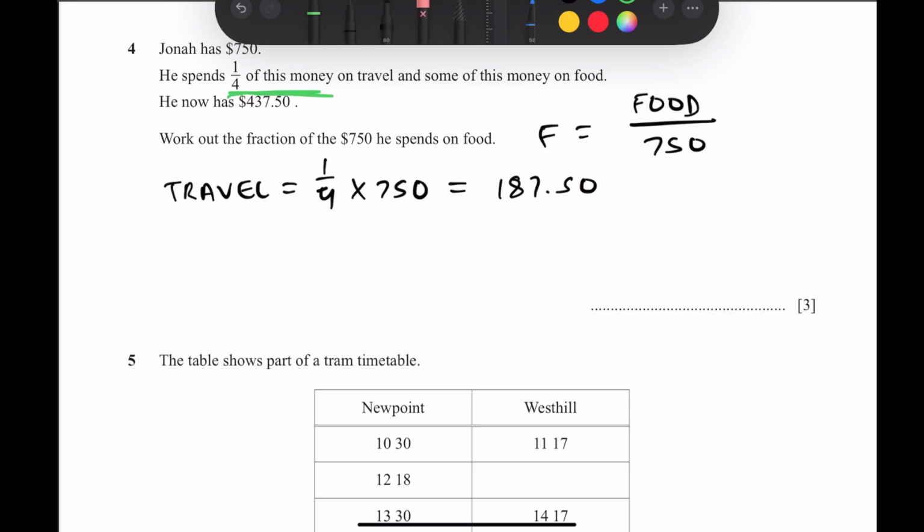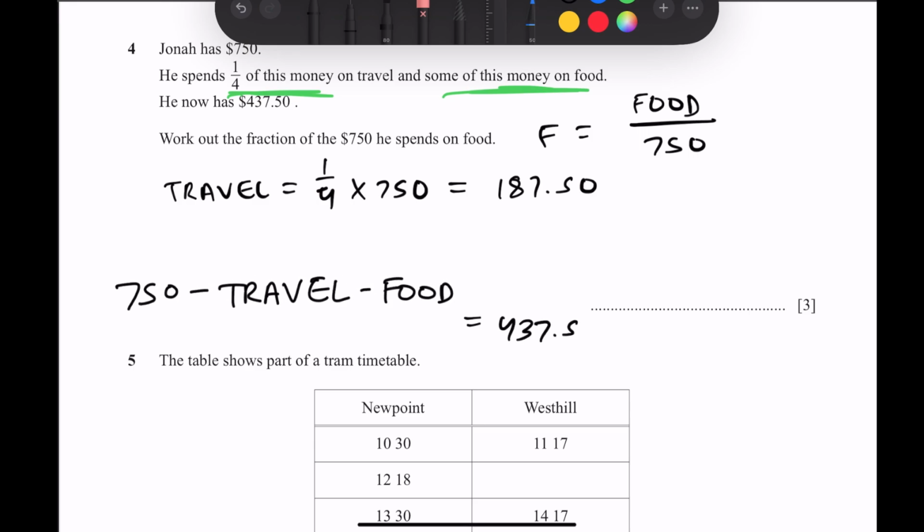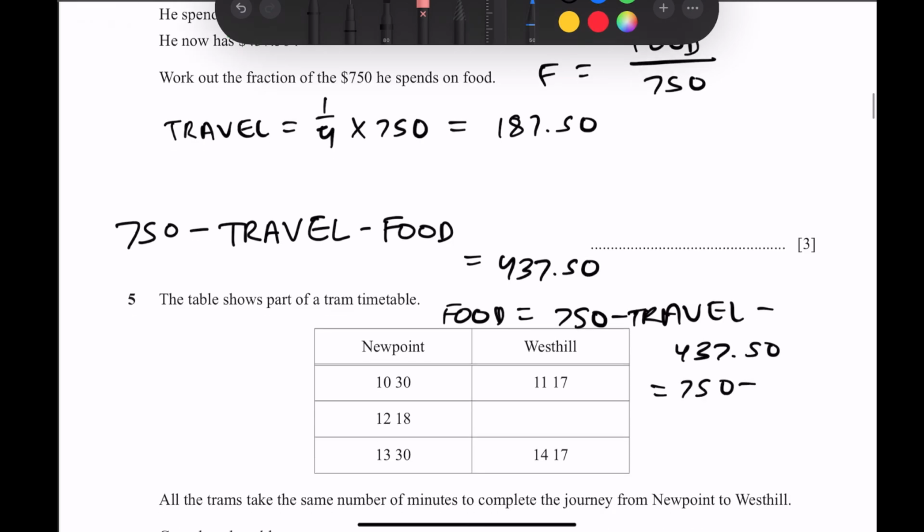Now he's saying that after spending this money on travel and this money on food, the amount that he has left is $437.50, which means that if we subtract 750 minus the money spent on travel minus the money spent on food, this is equal to $437.50. So if we move some variables around, the amount spent on food is equal to 750 minus travel minus $437.50. So this is equal to 750 minus $187.50 minus 437.50, and this is equal to 125.